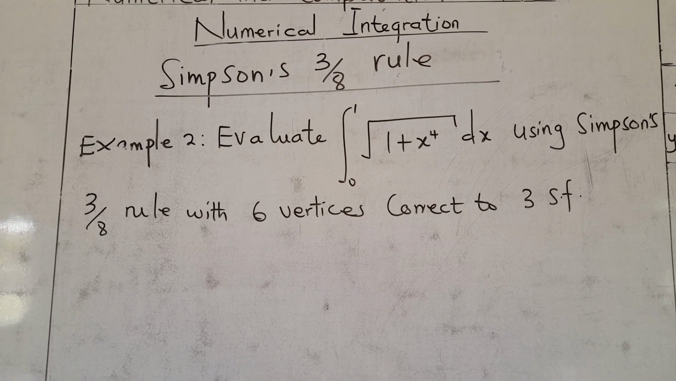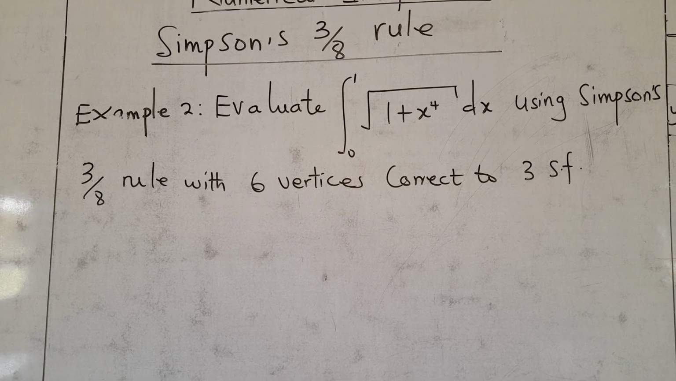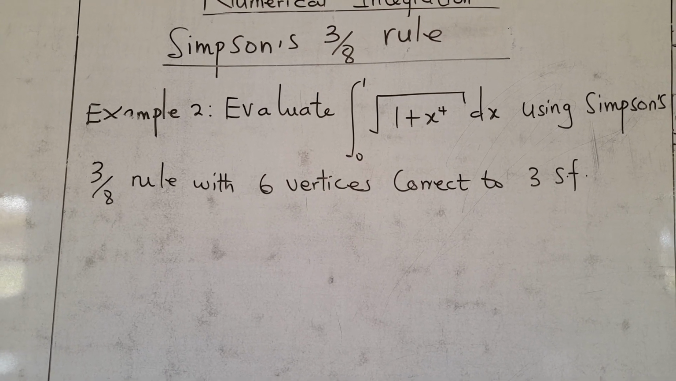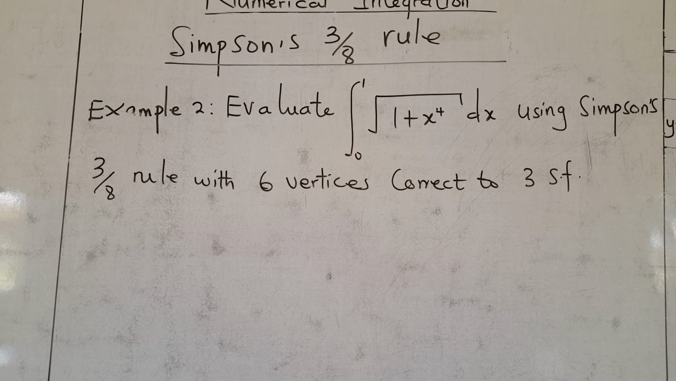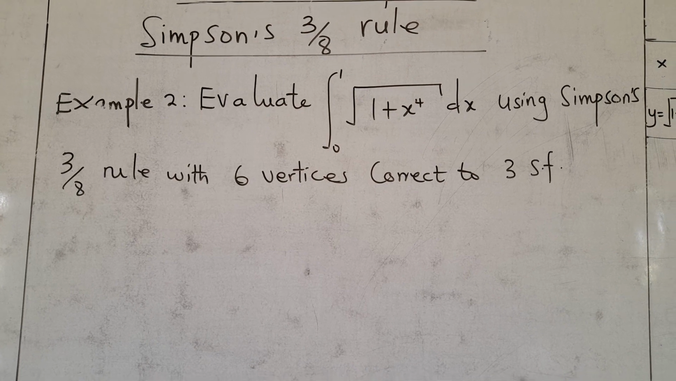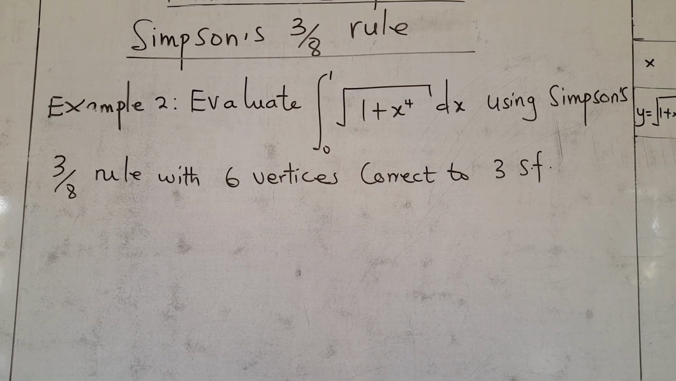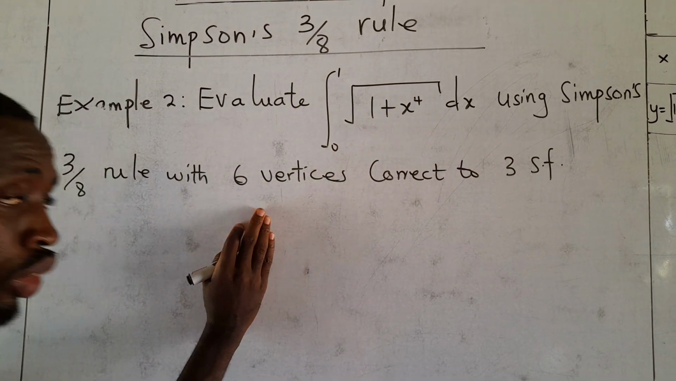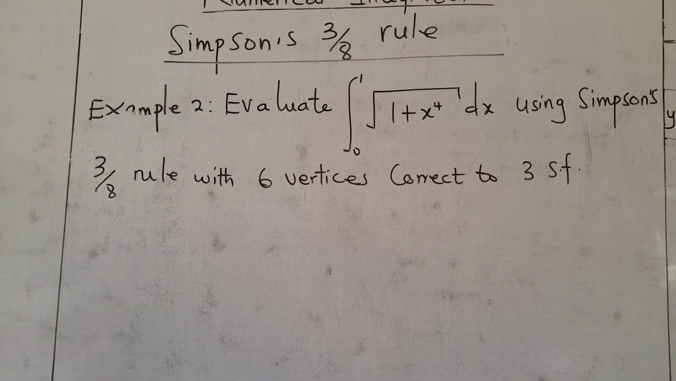It says evaluate the integral spanning from 0 to 1 of the square root of 1 plus x exponent 4 dx using Simpson's 3/8 rule with 6 vertices correct to 3 significant figures. So remember we said with 6 vertices. So since 6 is a multiple of 3, we can use Simpson's 3/8 rule.